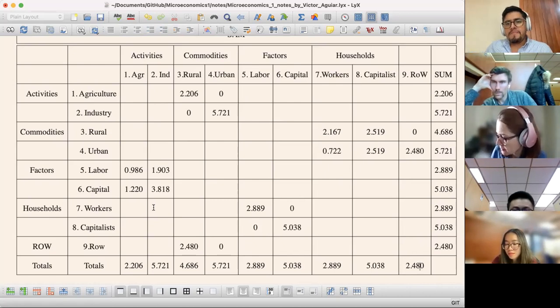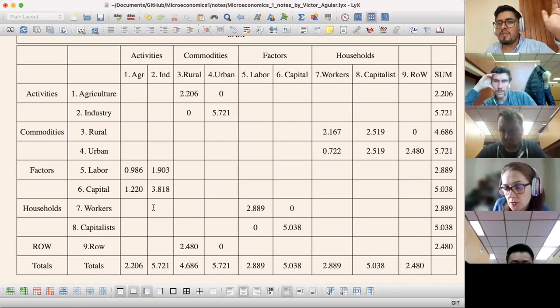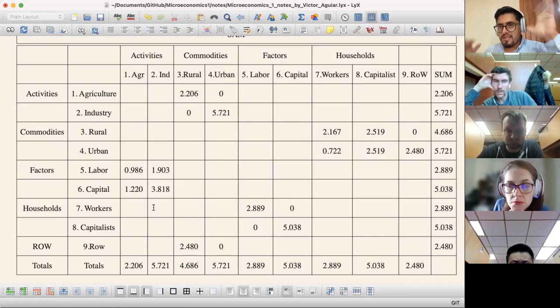Any questions here about the SAM? So essentially, say that you're lucky and someone did this for you. You're going to receive a SAM as an input, right?